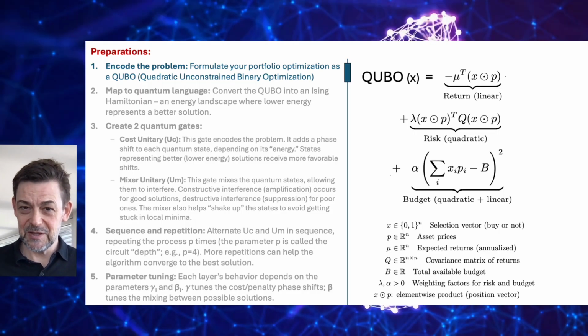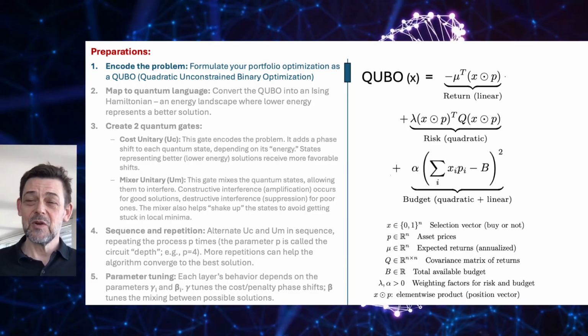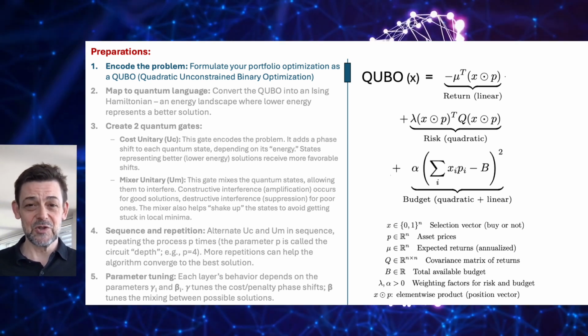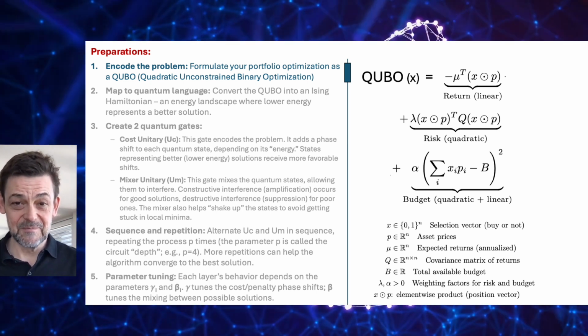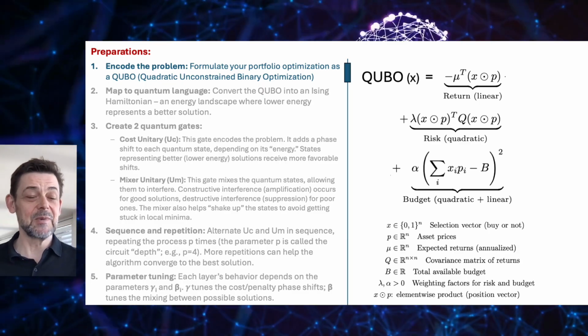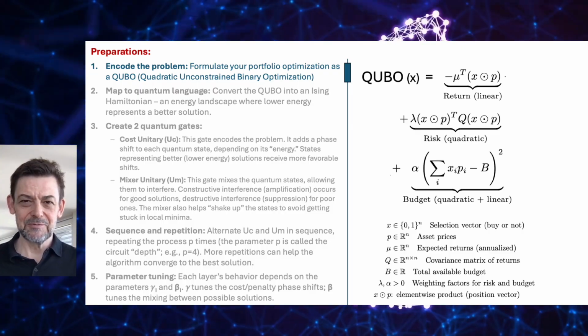The QUBO normally consists of several terms. A negative returns term, you want to maximize the returns, therefore negative. A positive risk term, you want to minimize the risk, therefore positive. And any soft constraints, like budget deviation in our case, also to be minimized, therefore positive.